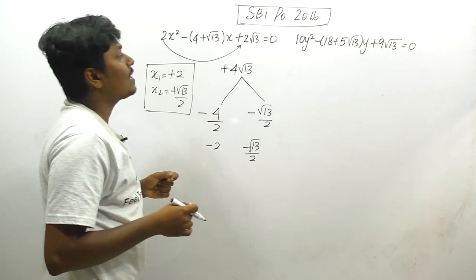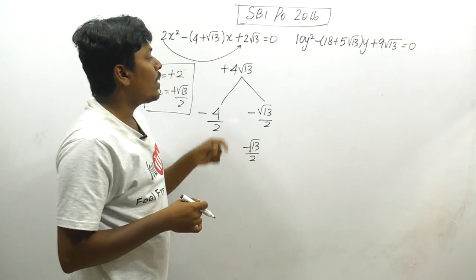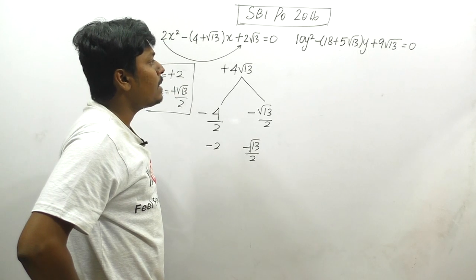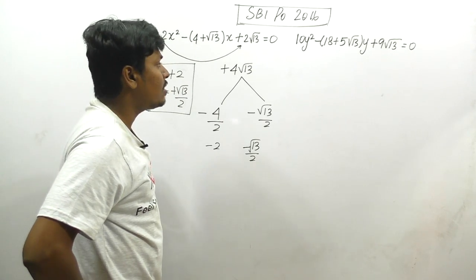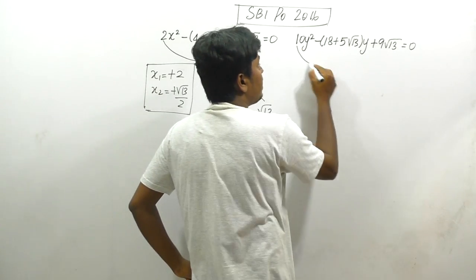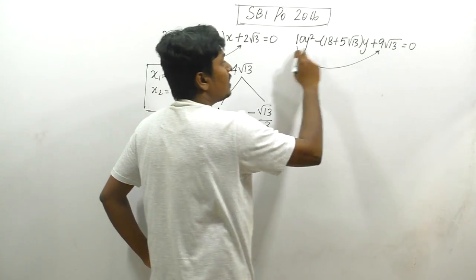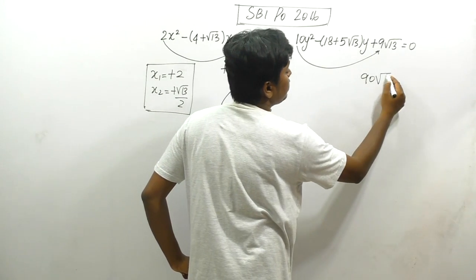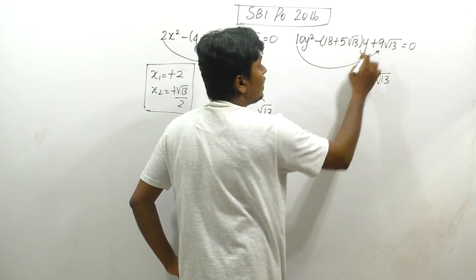Let me move on to the second equation, right? So 10y square minus 18 plus 5 root 13y plus 9 root 13 equal to 0. This also looks so lengthy, right? Easily we can solve. First of all, let me multiply 10 into 9 root 13, where 10 into 9 will be 90, right? So here it is root 13, so 90 root 13. Don't forget, here it is plus.